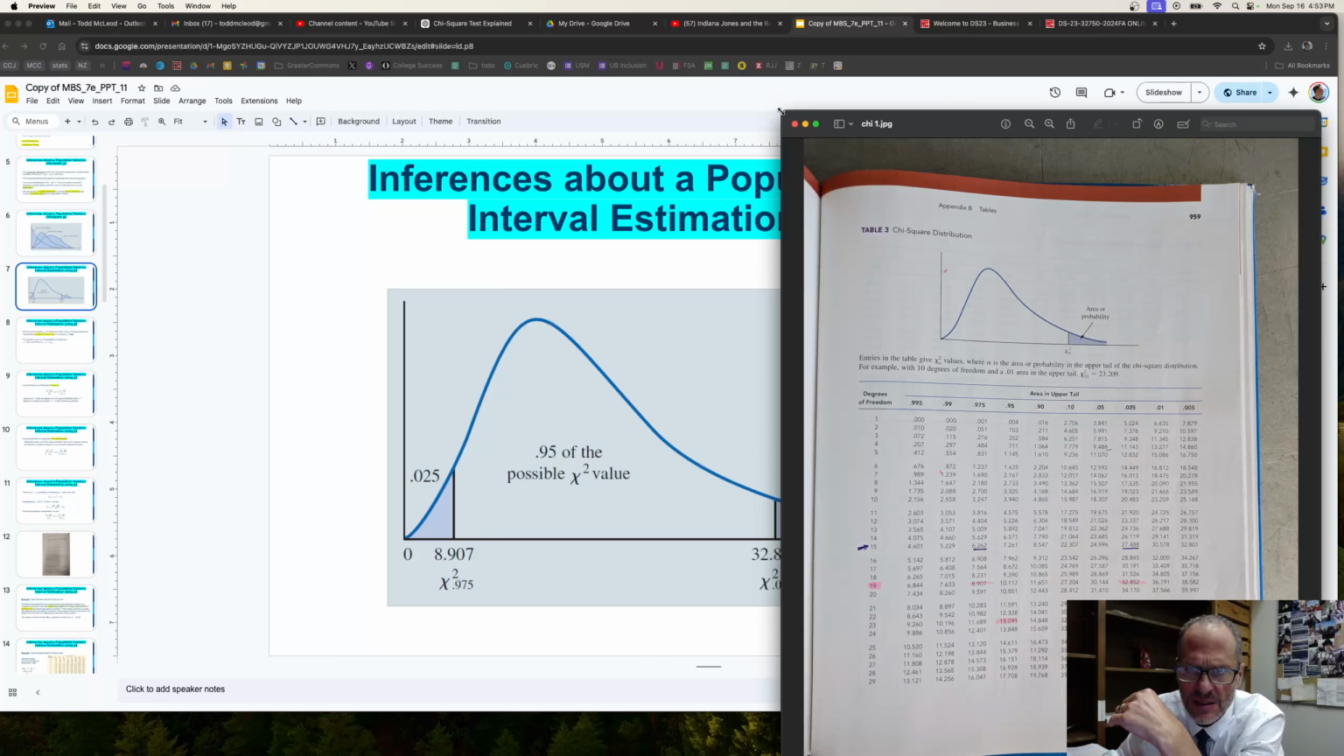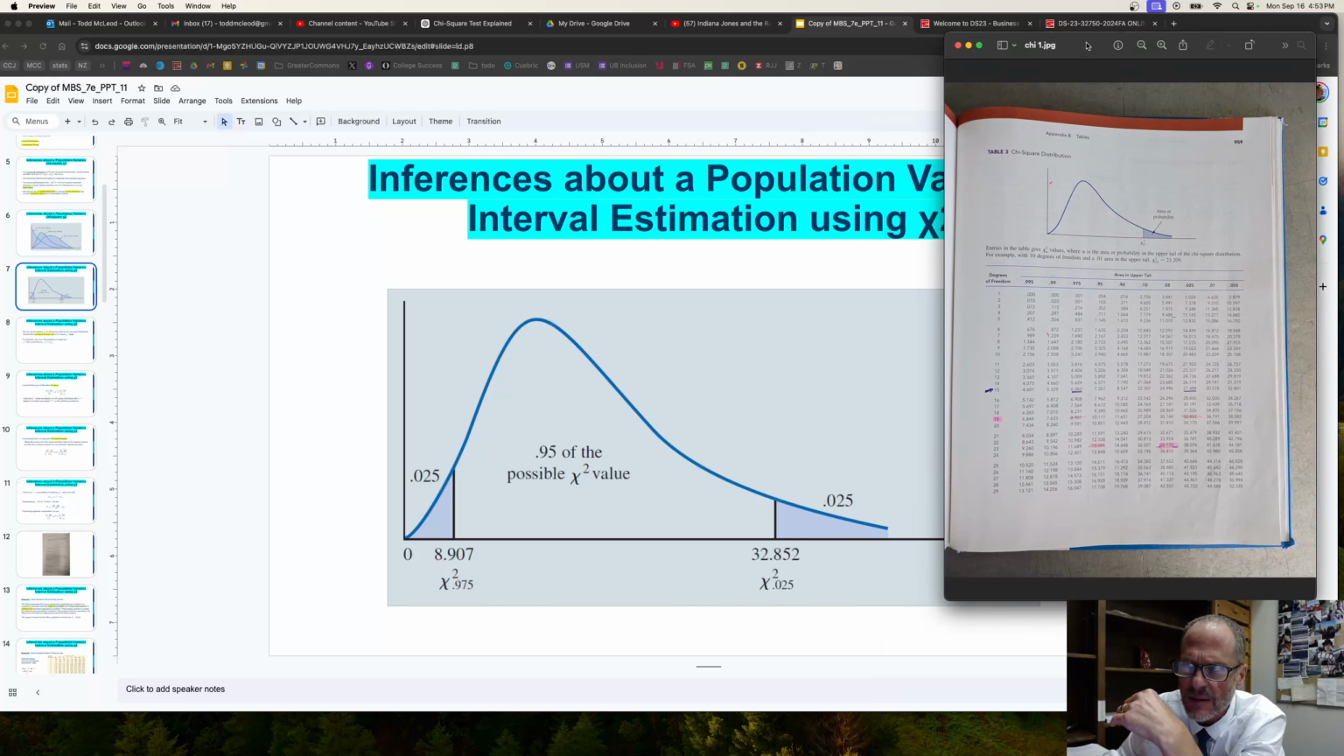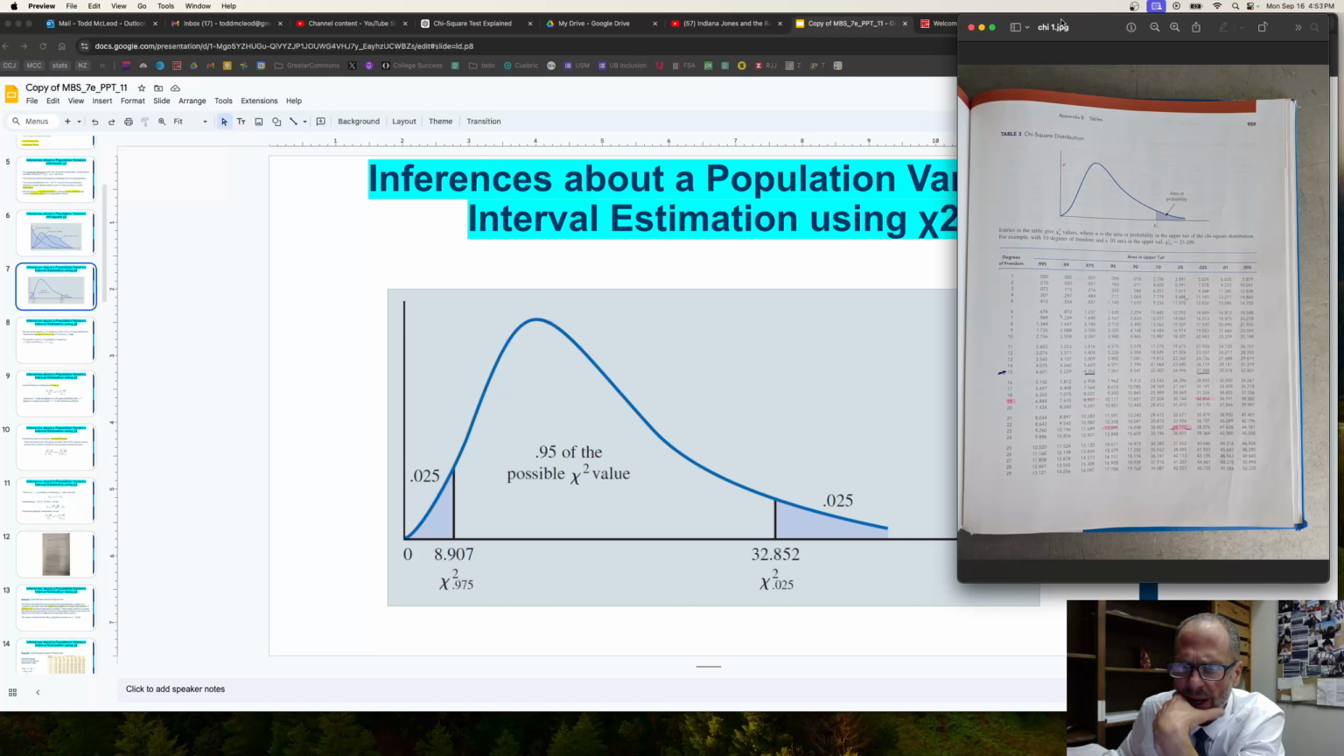And let me just make this a little bit smaller now that we aren't needing it quite so precisely. But here at 19, we have 8.907, which means 97.5% of our data is from here to the right. And that would give us 0.025 in this tail. So at this point here, chi-square value of 8.907, we've got 2.5% of our data here and 97.5% of our data from here to the right.